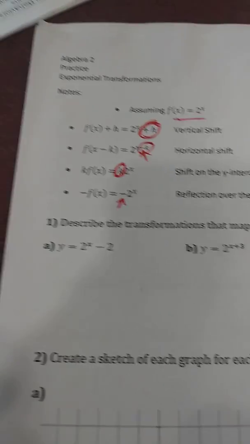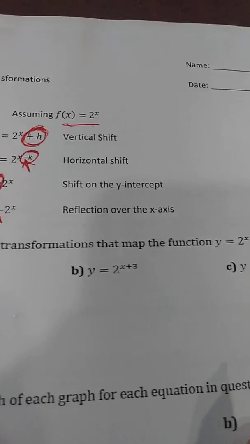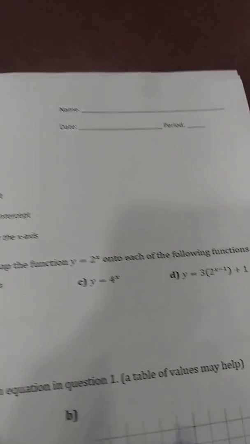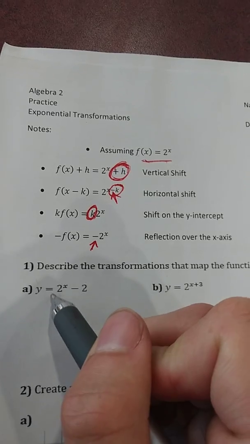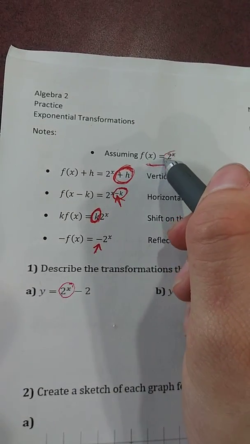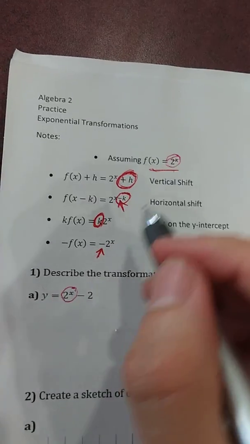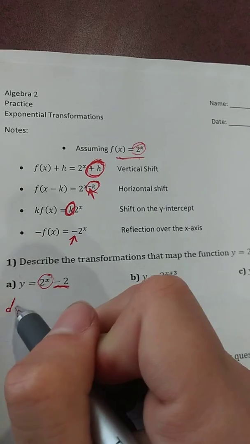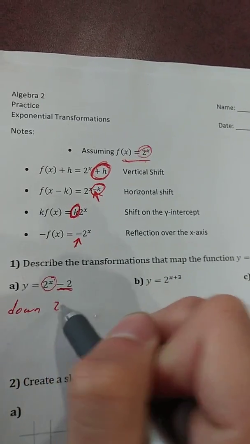Let's now describe the transformations that map the function y equals 2 to the x onto each of the following functions. So let's do this one. Again, this is the original function. This by itself is the original function. We see it there. What did we do to the original function? We subtracted 2. That means down 2 units.